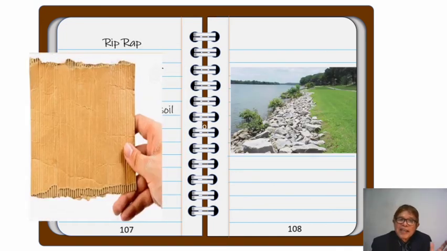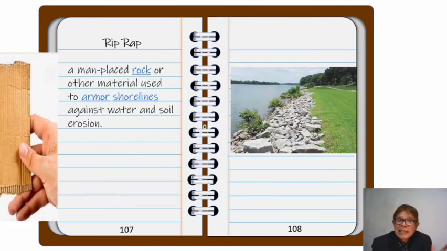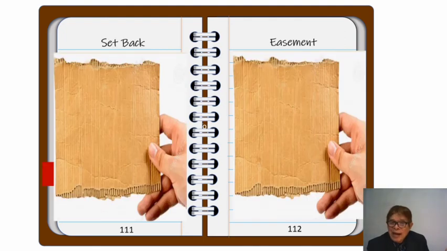Riprap. Riprap is a man-placed rock or other materials used to armor shorelines against water and soil erosion. Riprap is another way of preventing soil erosion by placing rocks and solid materials in between the soil and the seashore. What is a setback?